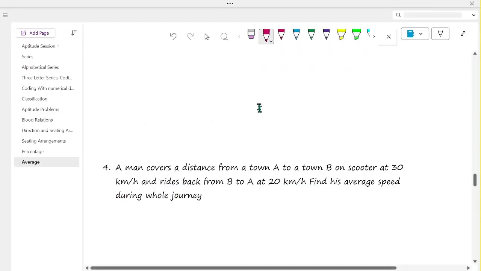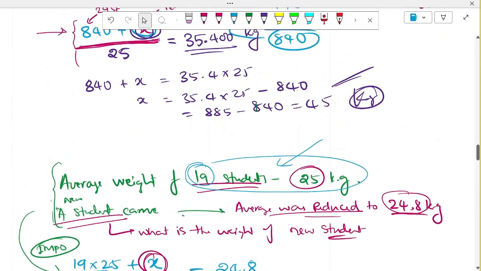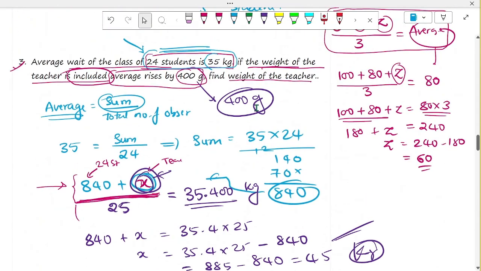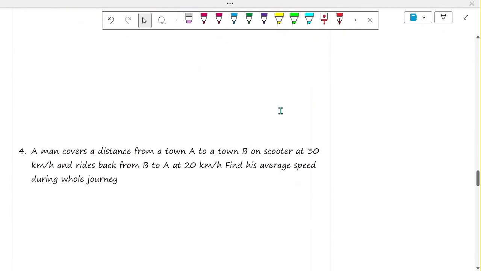Continuing with our average chapter. In the last class we have seen some of the average questions. Today we are going to see the same, but they are a bit different. They are combined with the concept of speed, distance and time. So before understanding this question, let me recall to you the concept of speed, distance and time.